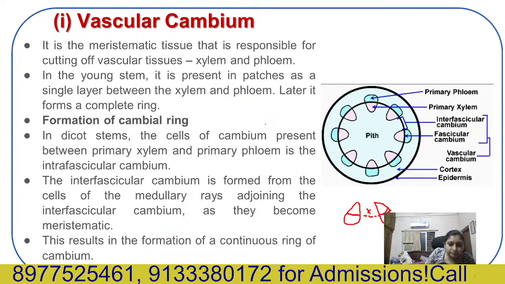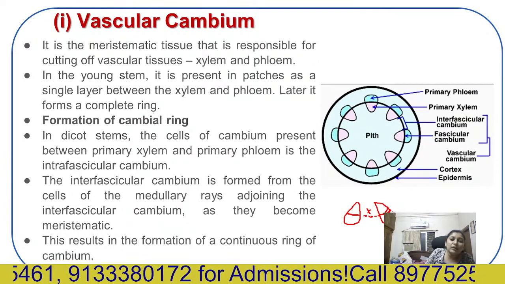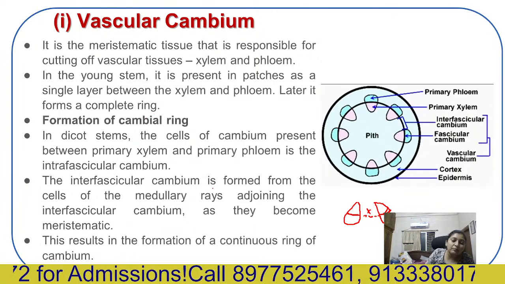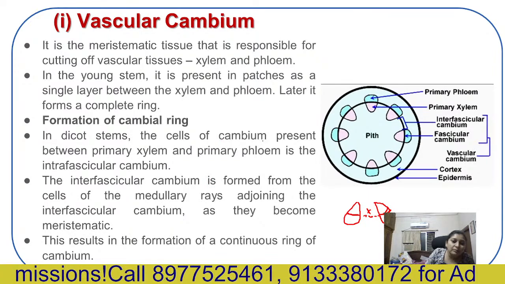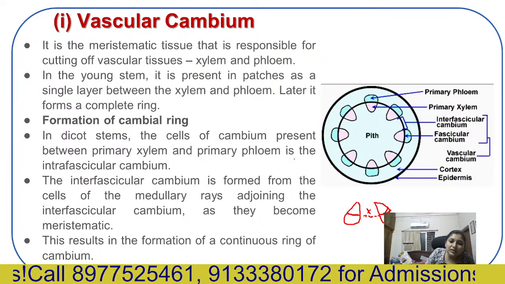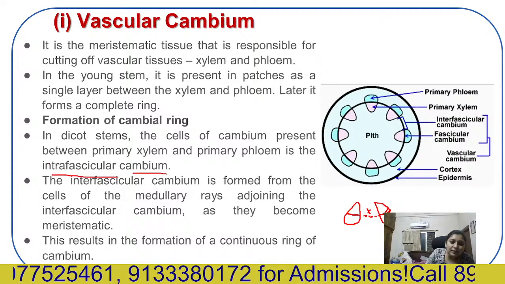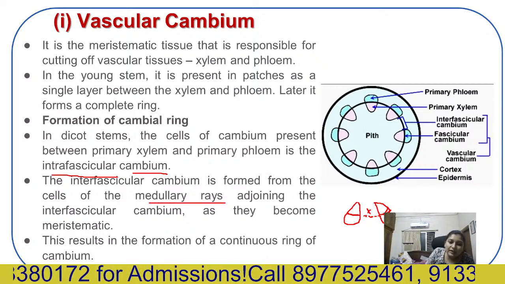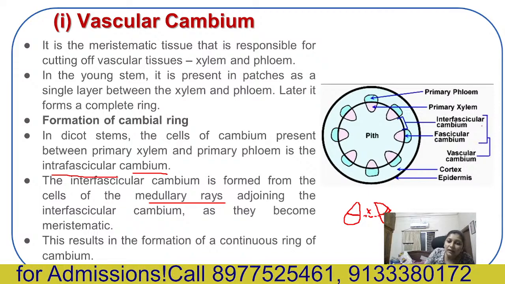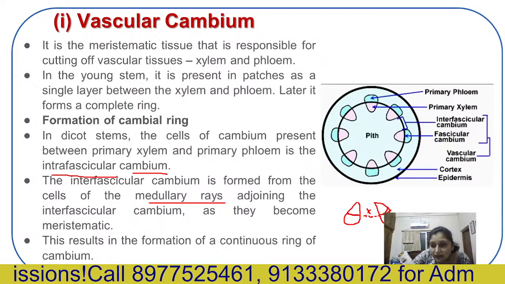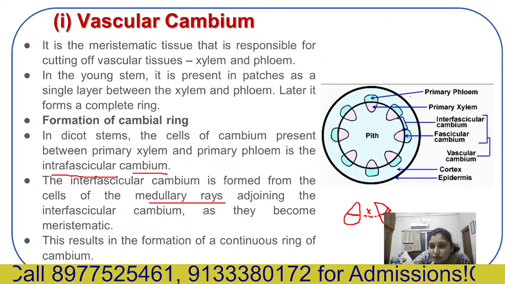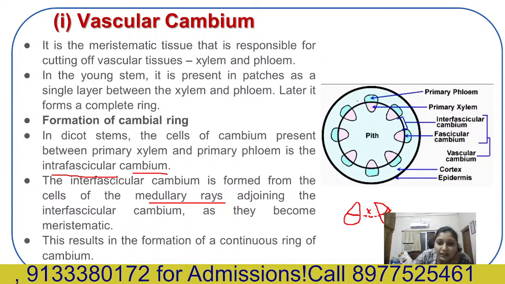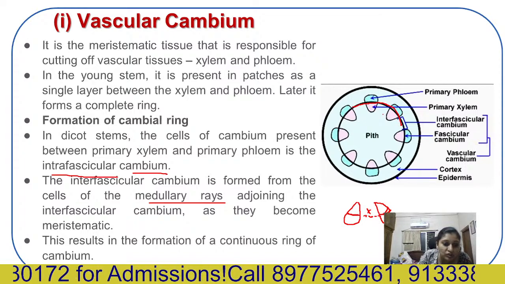Then later it forms a complete ring when the cells of the medullary rays form the interfascicular cambium. In the dicot stem, the cambium present between the primary xylem and primary phloem is intrafascicular cambium. Then the interfascicular cambium is formed from the cells of the medullary rays adjoining to form the complete ring. Then only you can see the complete ring. When both intrafascicular and interfascicular cambium are formed, they form a complete ring structure, that is the cambium ring.